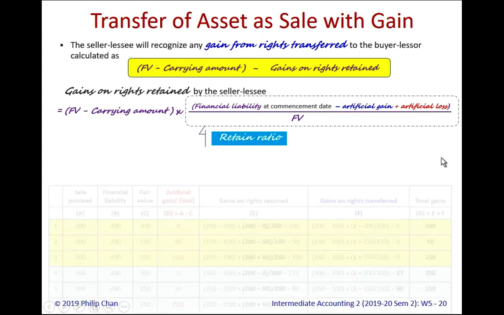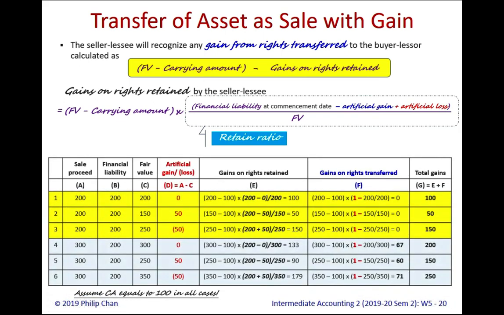Now let's see how we apply this. I have 6 cases here, all having the same book value of asset equal to $100. In the first 3 cases, the financial liability is equal to sales. So in this case, we do not expect any gains on rights transfer. That shouldn't be expected. This is why in column F, it must be 0. But then, what should the total gain be? The total gain is fair value compared with book value.